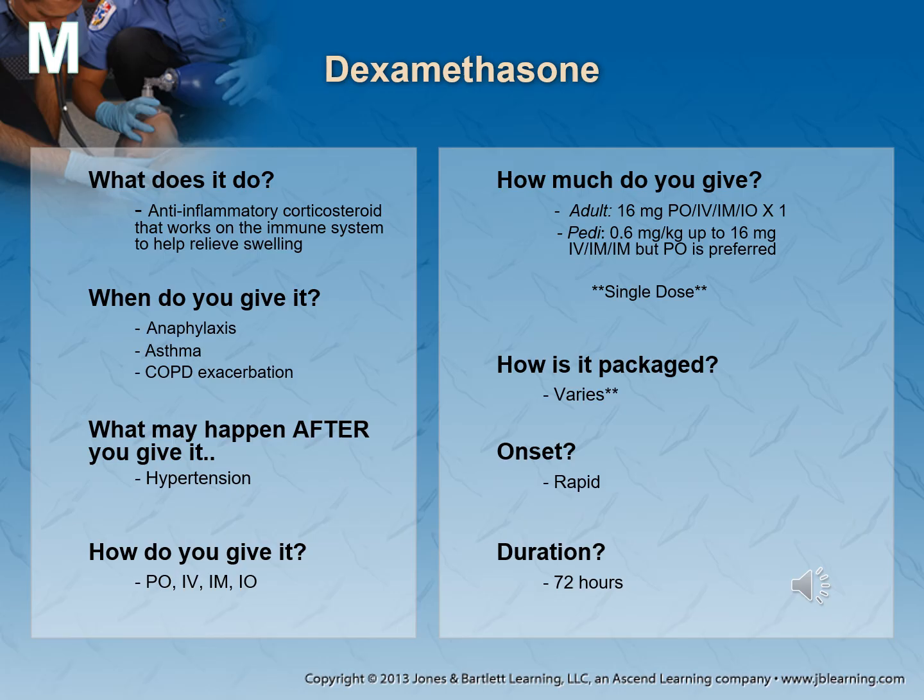We can give it PO, IV, IM, or IO. Ideally, if they're not too short of breath, you want to give it to them PO, the 16 milligrams. If not, you can go ahead and give it IV, but it's only a singular dose of 16 milligrams. Pediatrics is 0.6 milligrams a kilogram up to that 16 milligrams.